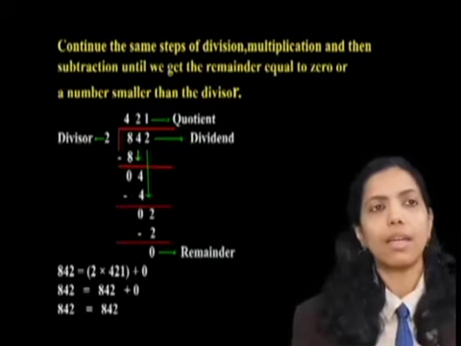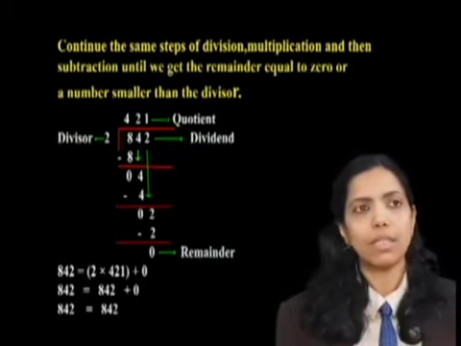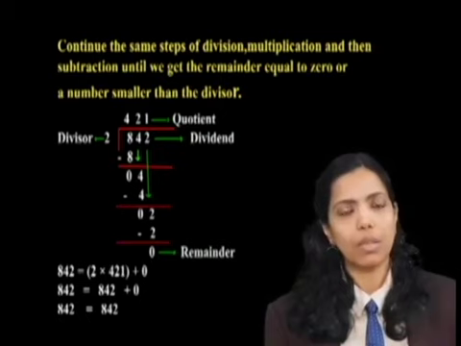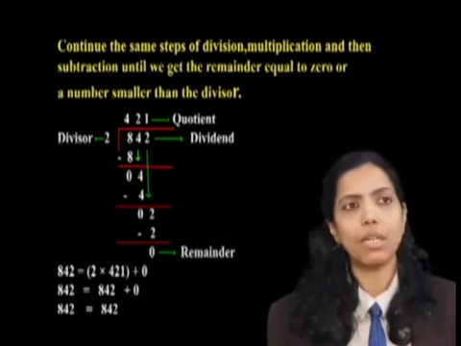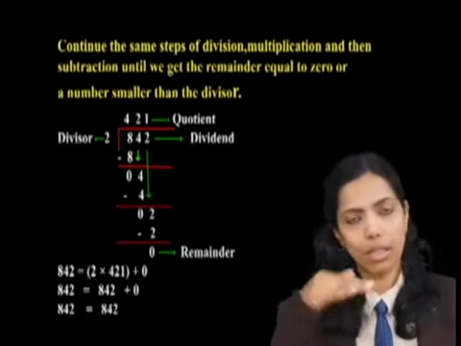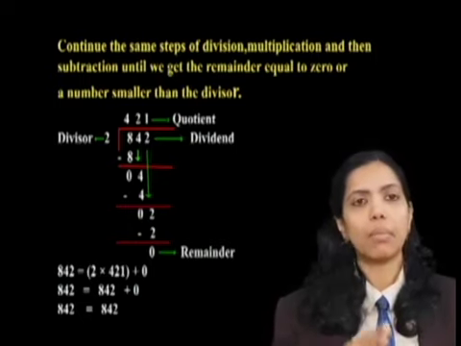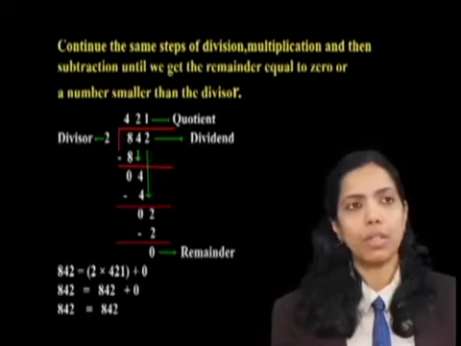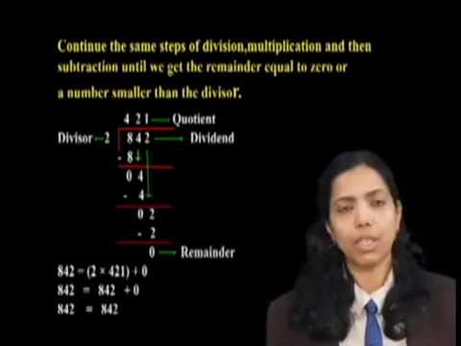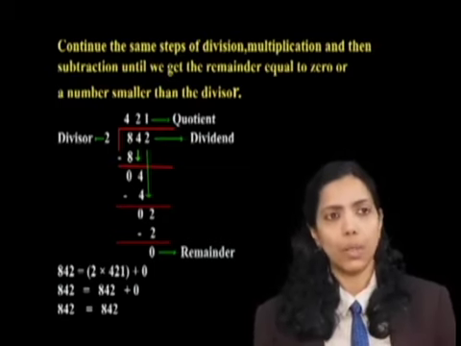Then the last digit, the ones digit, it is 2. Bring it down, 2. Again the same procedure, 2 by 2. What is the answer? 1. Back to the quotient, 1 as the last digit. Again multiplication, 1 into 2, so it will give you 2. Again subtraction, we are getting the answer 0.